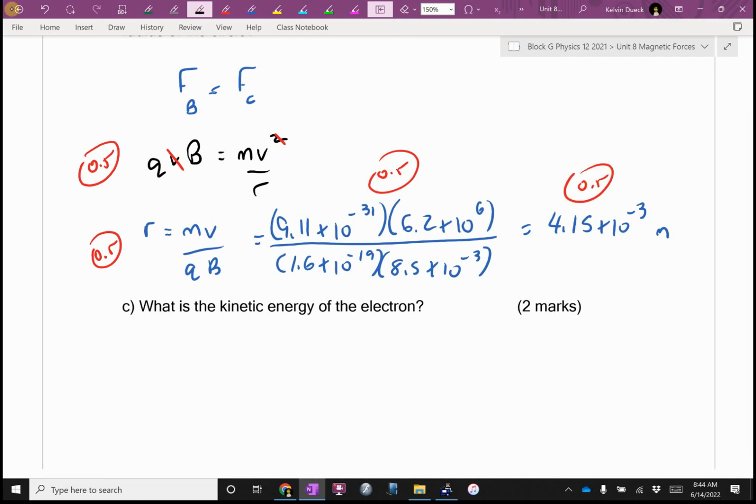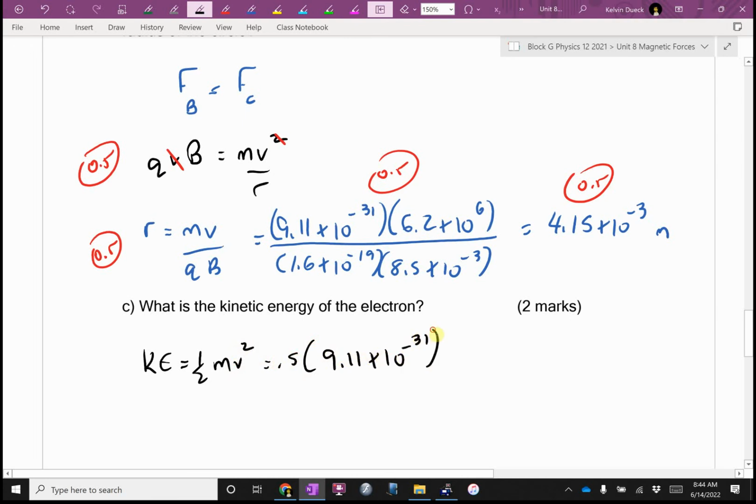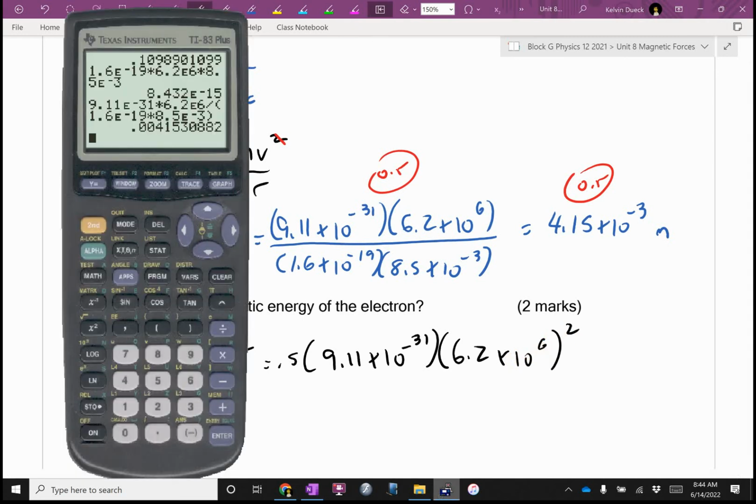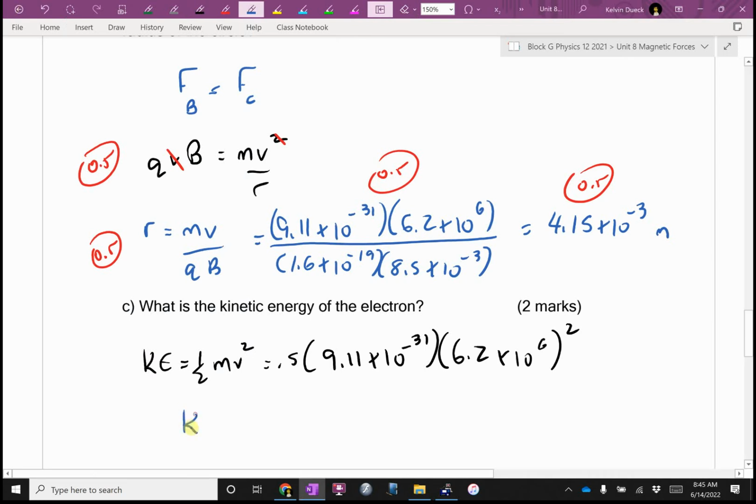What's the kinetic energy? Well, that's going to be a half mv squared, so 0.5, 9.11 times 10 to the negative 31, 6.2 times 10 to the 6th, don't forget the squared. I get 1.75 times 10 to the negative 17. People nodding? Joules.